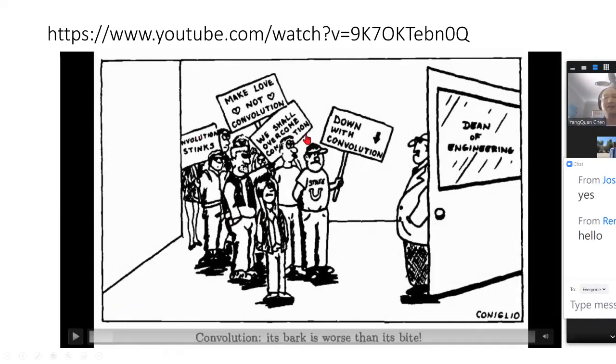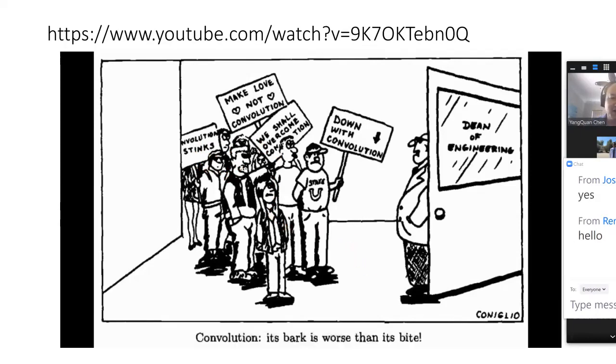So indeed, it's worldwide. People protest in the dean of engineering's office: down with convolution. Convolution stinks. I hope after this class, you feel convolution is more beautiful and useful.